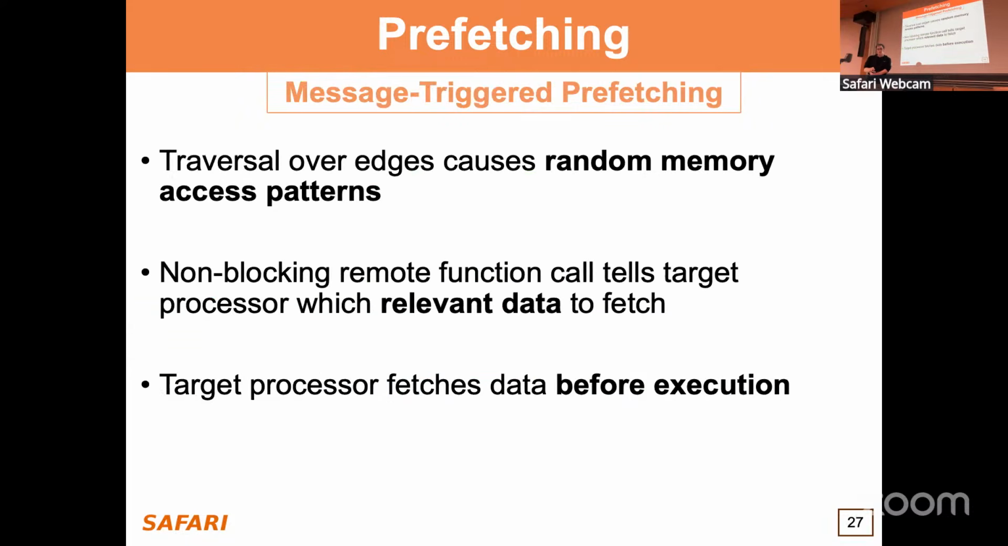The other, more complex prefetcher is a message-triggered one. This one will be employed for traversal over edges, which will be the main cause for random memory access patterns. This one will usually be used through non-blocking remote function calls. So they will receive a message, and in that message there will be a hint, and that hint tells the message-triggered prefetcher what data to fetch before the message will be marked as ready and will be executed.